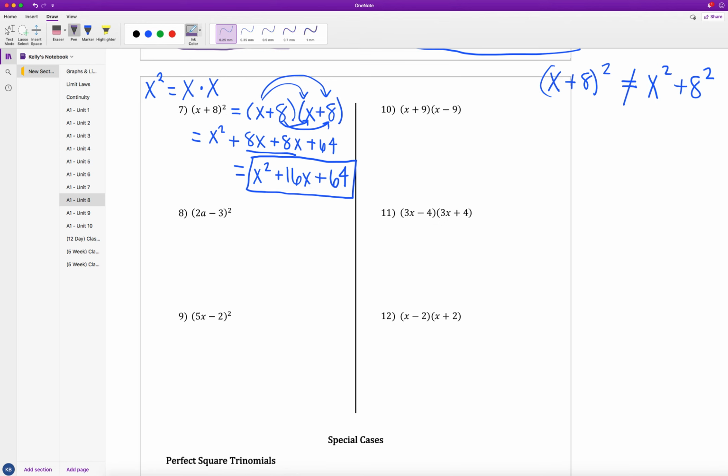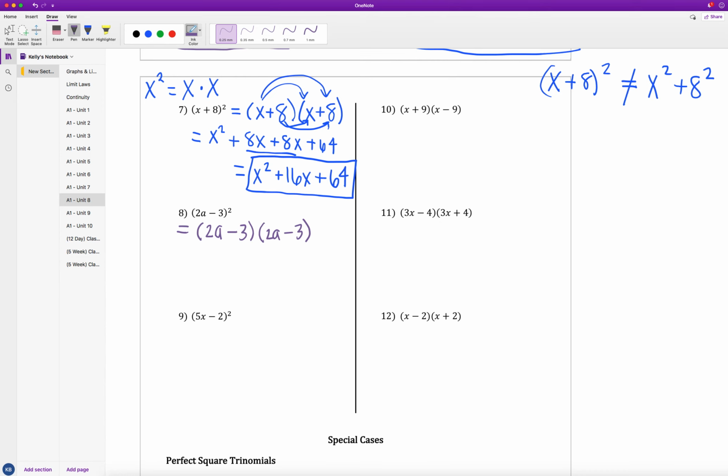Okay, let's look at example 8. So example 8 says 2a minus 3 to the second power. Again, we have this binomial to the second power, so we're going to want to rewrite this right away as 2a minus 3 times 2a minus 3. And that way this will help us remember to FOIL everything out. Why don't you guys pause the video and finish FOILing and simplifying this out, and then we'll check it together.